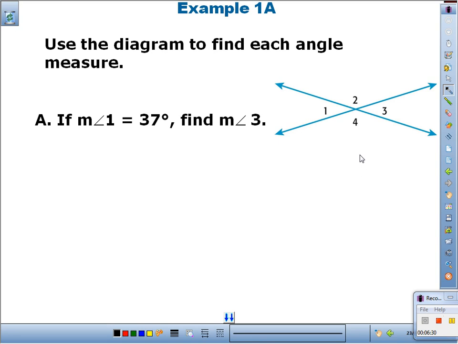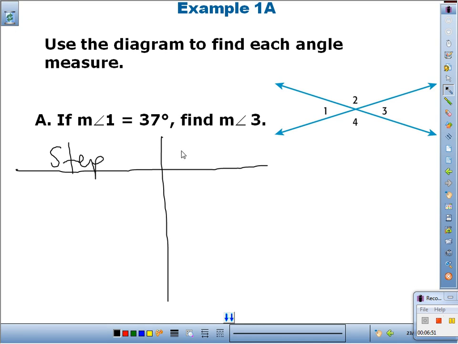So I'm going to get started with this one. It says, use a diagram to find each angle measure. If angle 1 is 37 degrees, find angle 3. I said, whenever you solve this, I wanted it in a two-column proof. So two-column proof, you start two columns like so, and you write step and reason.